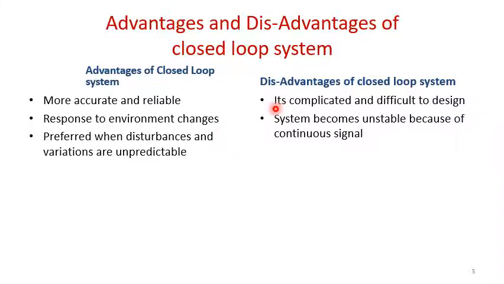Disadvantages of a closed loop system: it is complicated and difficult to design, as it is mainly designed with the help of feedback measuring devices. So it becomes a complication in designing, because we require a measuring device to convert them from one form to another, that is digital to analog or analog to digital. There it becomes difficult. The system becomes unstable because of the continuous signal.